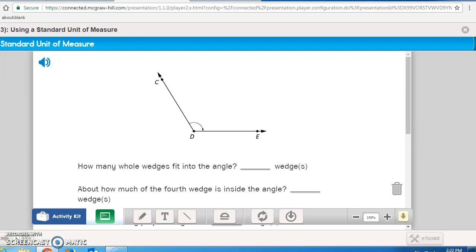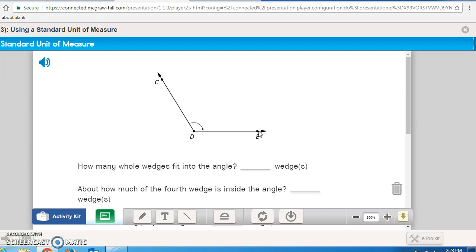What I want you to do is place the point of the wedge on the angle's vertex. Remember, the vertex is right here where it connects. That kind of makes it look like the letter V. I want you to line up the edge of the wedge with ray DE. So you're going to put that angle's wedge tip point here, and this is ray DE. So you're lining it up with there.